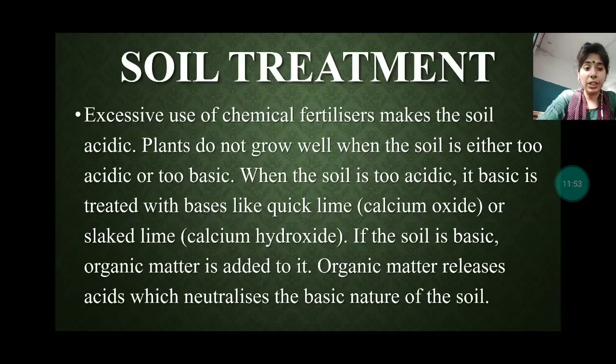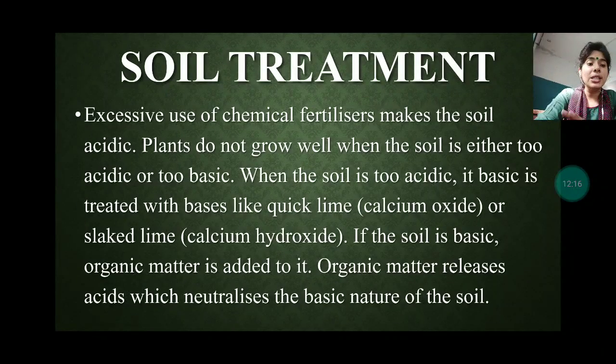Excessive use of chemical fertilizers makes the soil acidic. Plants do not grow well when the soil is either too acidic or too basic. Both should not be there. If it is too acidic, then good crops will not grow. If it is basic in nature, then also a good amount of crop will not grow.